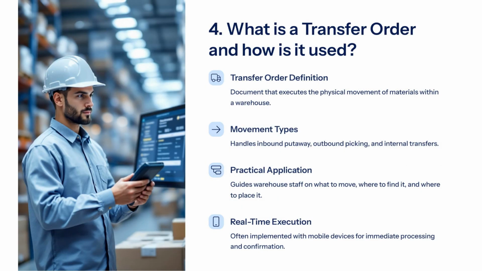4. What is a transfer order and how is it used? A transfer order, TO, is a document used to execute goods movement in SAP WM. It's generated after a transfer requirement or manually and helps track the picking and putaway tasks. I've used TOs in real-time warehousing for both inbound and outbound processes to streamline workflows.